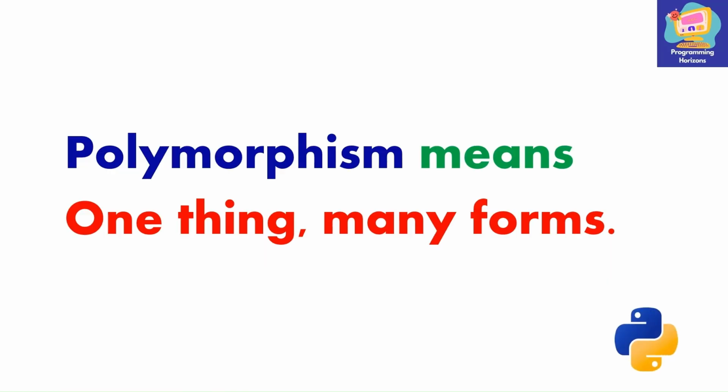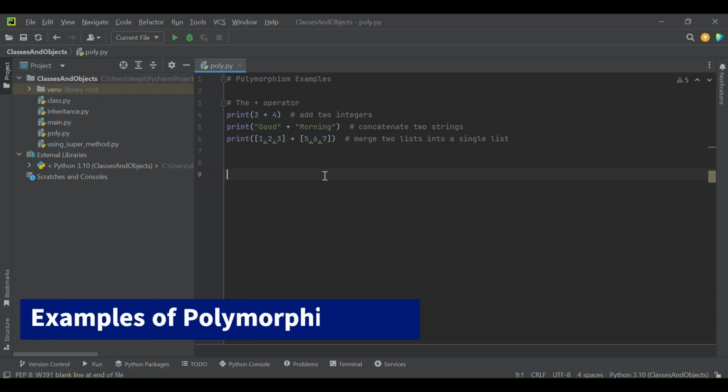Polymorphism means one thing having many forms. So friends, we have already seen how polymorphism works in real life. For example, when we worked with the plus operator, we saw how the plus sign can be used to perform addition of two integers, or to concatenate two strings, or even to merge two lists together into a single list.